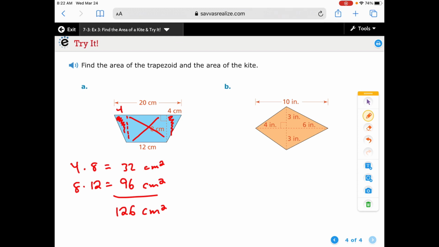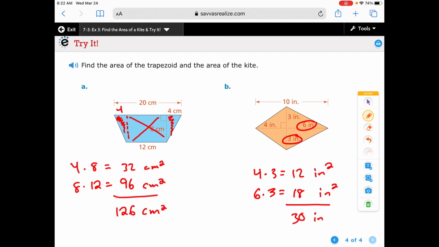Now for this, let's look at these triangles. We have 4, right? And up and down, so we're going to do 4 times 3 for these 2 triangles. 4 times 3 is 12. And once again, we would normally cut that in half, but because there's 2 of them, it's not necessary to do that. And then let's do these other 2 triangles where we'll need this and this. So 6 times 3 is 18. Once again, we would normally cut that in half, but it's not necessary because there's 2 of them. We add it, it's 30 inches squared. So make sure that's written in.